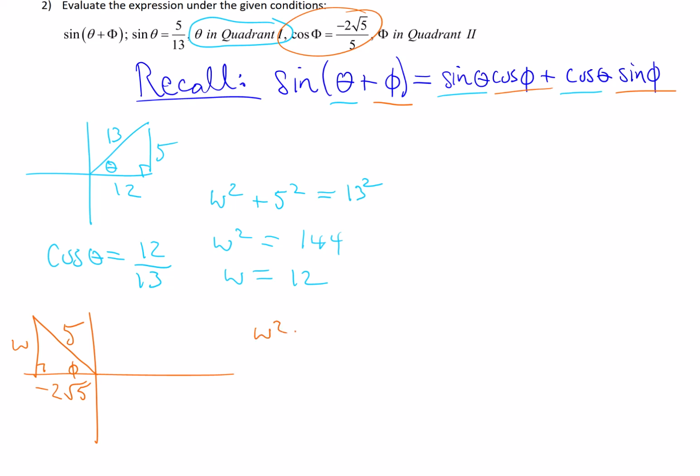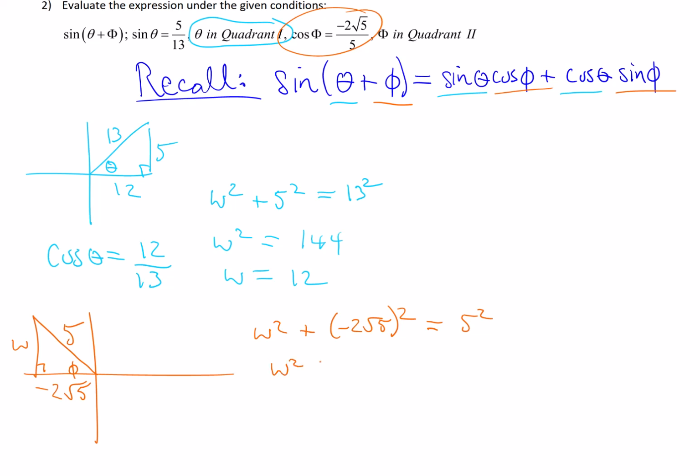So we can say w squared plus negative 2 root 5 squared. Remember, that's the other leg of this triangle. So the squares of those legs added up will be the square of the hypotenuse, which of course, given as 5, would be 5 squared. So let's now simplify and solve for w here.